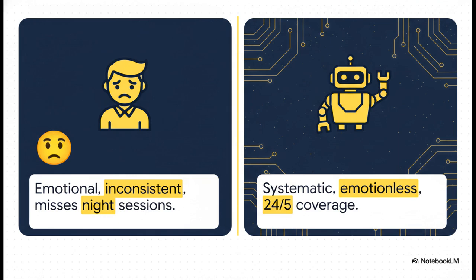Now, compare that to the Cable Striker EA. The approach here is totally systematic, entirely emotionless, and it covers the market 24 hours a day, 5 days a week. By shifting from a manual approach to a systematic one, the developers argue you're eliminating those fundamental human flaws that are so often the downfall of retail traders.